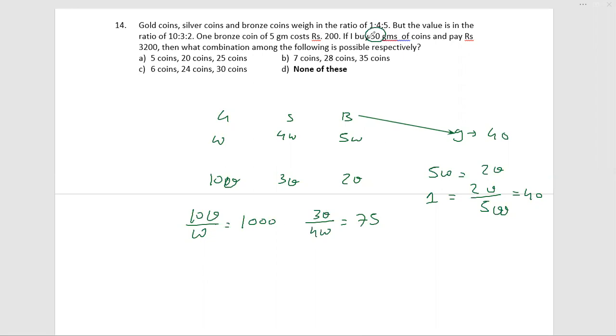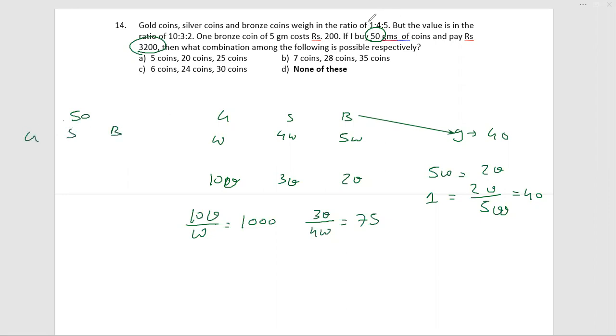Now they are buying 50 grams coin. And total is 3,200, 520, 50. 50 gram, in what way can they buy? 50 grams can be purchased gold, silver, bronze.